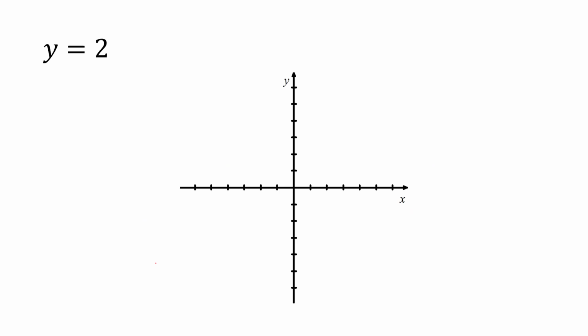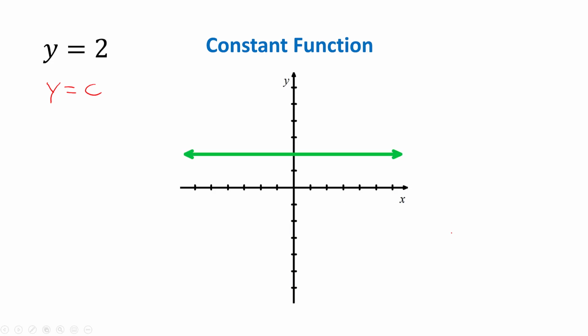y = 2 is our first parent or toolkit function. This is referred to as a constant function. Really, the constant function is y = c, where c can be any real number, but in this case I threw in 2, so it makes a little more sense for sketching a graph here. This is y = 2.